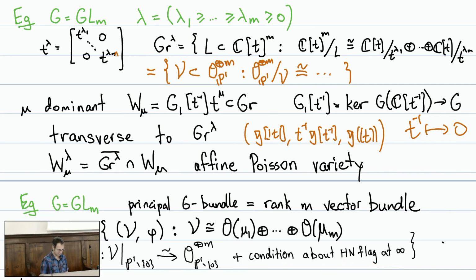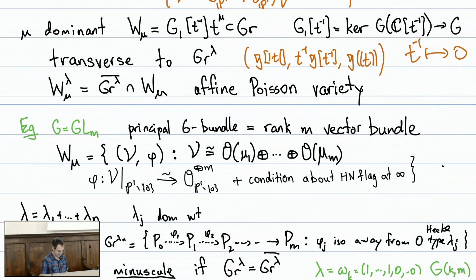which I'll sort of suppress under the rug. But this vector bundle acquires a special flag, in general a partial flag, called the Harder-Narasimhan flag. Actually, it's not unrelated to what Pierre was talking about. And there's an additional condition that's somehow related to the fact that I took the kernel here, which is that this Harder-Narasimhan flag at infinity, under this isomorphism, coincides with the standard flag.